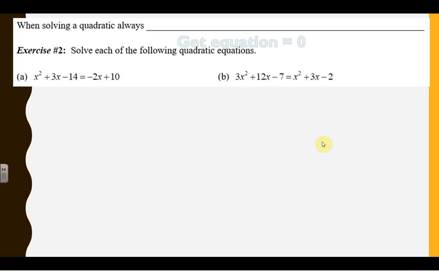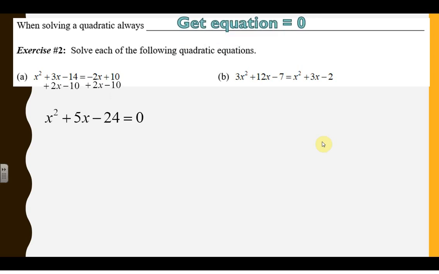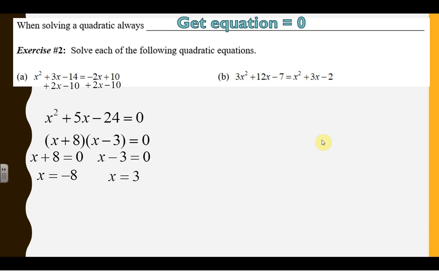When solving a quadratic, you always get the equation equal to 0. Get everything over to one side. Always factor with a positive leading coefficient is good advice. And then factor it. Now set each piece equal to 0. You've done this in algebra, probably in geometry, and we've done it in polynomials.